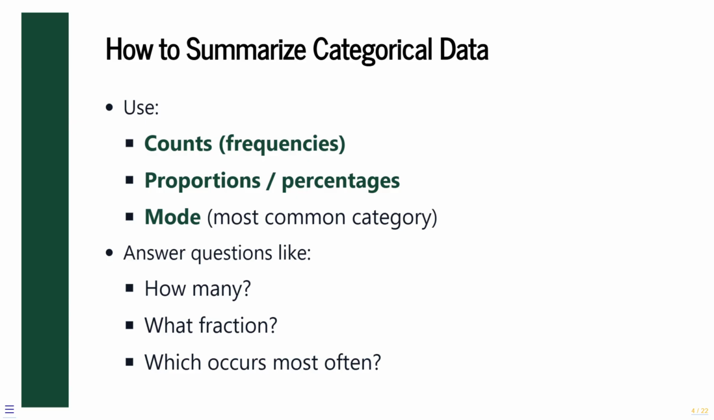These summaries answer natural questions. How many? What fraction? Which occurs most often? They respect the fact that the data represent group membership rather than measurable quantities. By focusing on counts and proportions, we communicate the distribution of categories clearly without imposing artificial numerical structure.